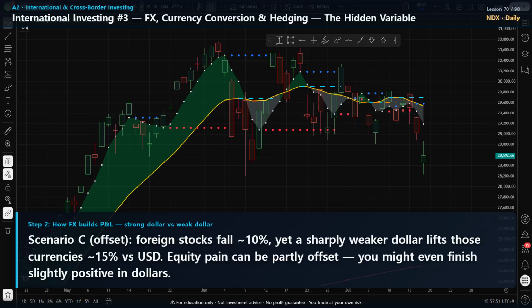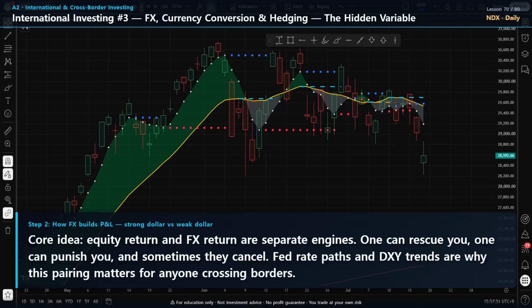Equity pain can be partly offset. You might even finish slightly positive in dollars. Core idea. Equity return and FX return are separate engines. One can rescue you, one can punish you, and sometimes they cancel. Fed rate paths and DXY trends are why this pairing matters for anyone crossing borders.